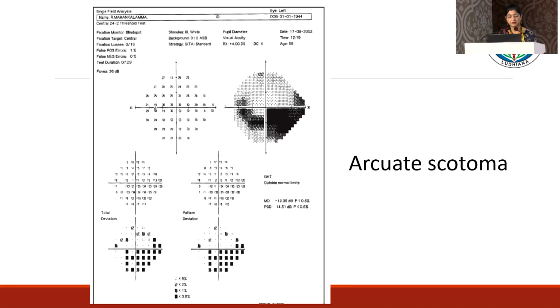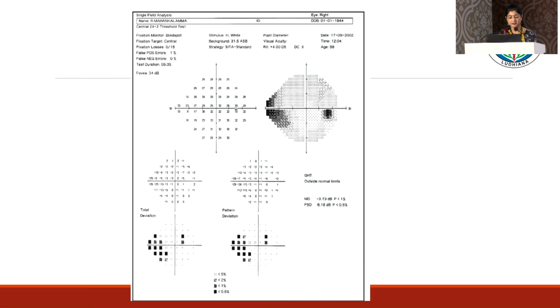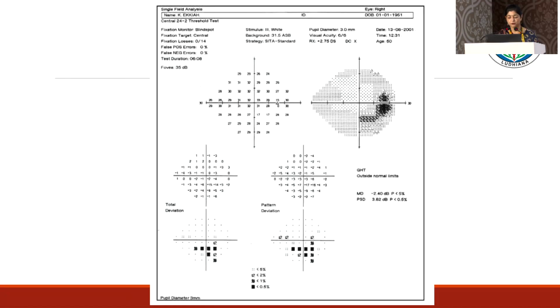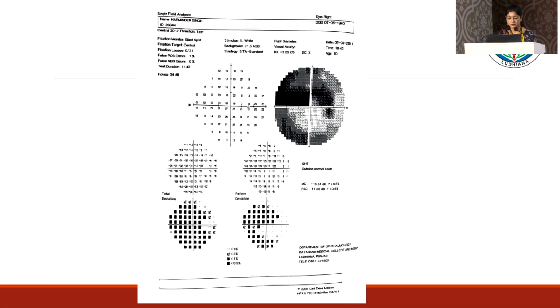So this is the inferior arcuate scotoma. Then you have the double arcuate scotoma in this case. Again an arcuate scotoma, another arcuate scotoma inferiorly. This is a double arcuate with a full inferior and an incomplete superior arcuate scotoma.